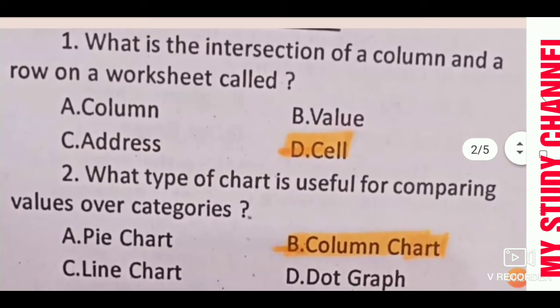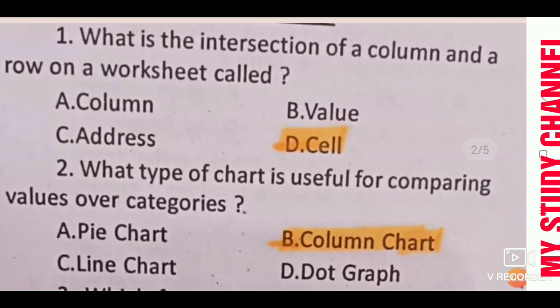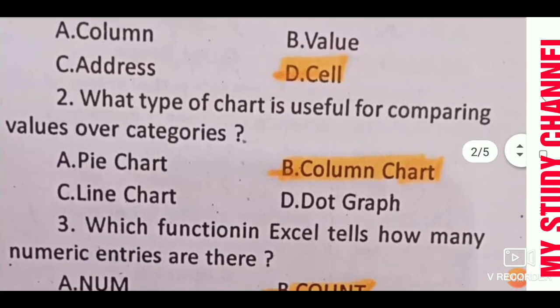Question number 1 is, what is the intersection of a column and a row on a worksheet called? Here answer is cell. What type of chart is useful for comparing values over categories? Here answer is column chart. Option B is the right answer, that is column chart.